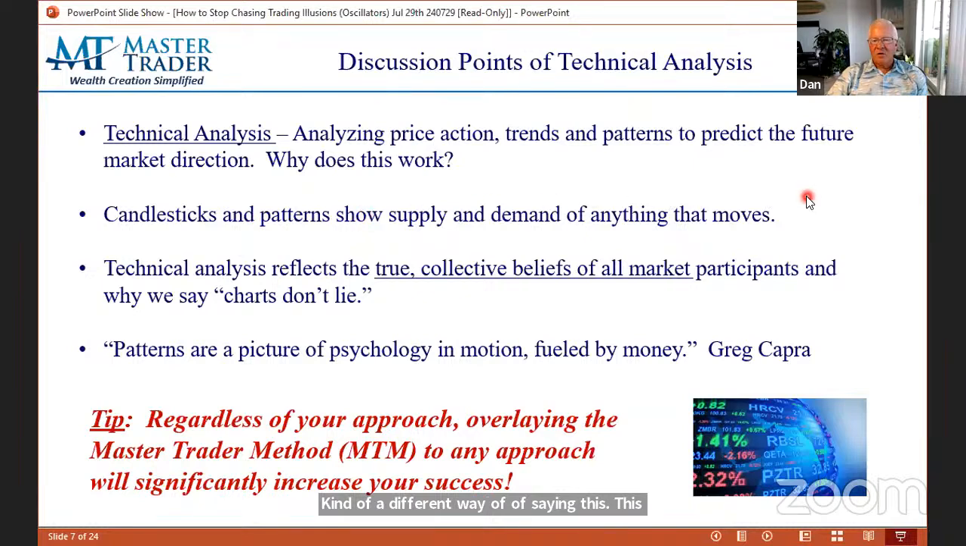So our approach applies to anything that moves. A bag of rocks. You show me a 15-minute chart of a bag of rocks being traded down at the port, and I can tell you the supply-demand relationship of those sales.